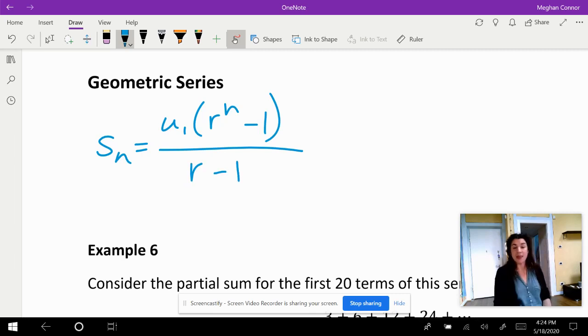Okay, R, remember that R is your common ratio. So U sub 1 is your first term times your common ratio raised to the number of terms that you're adding, and then you minus 1 from that, and then you do R minus 1 and divide that out in the bottom, and that's how you find the sum of that series.